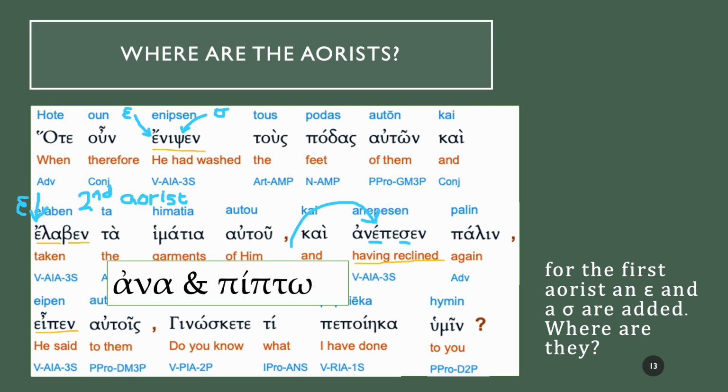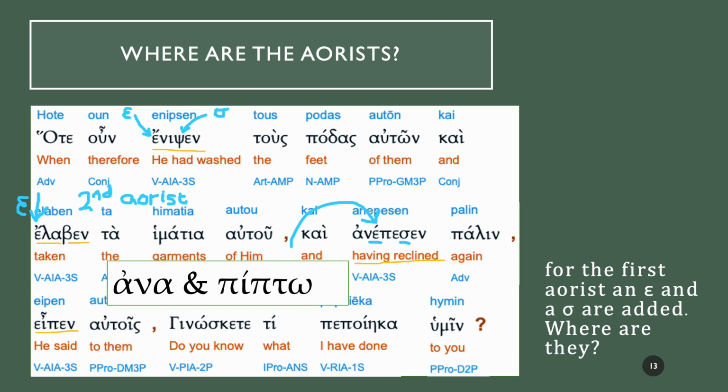Then the third verb highlighted here is a first aorist, but it's a compound word that contains the verb pipto, but also before it the preposition ana. The epsilon has gone in this case in place of the alpha. And the alpha has been pushed off of ana, because if you put the epsilon before pipto, then epesen would begin with a vowel and ana would end with a vowel. So there's an elision there.